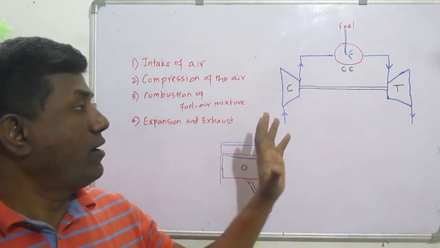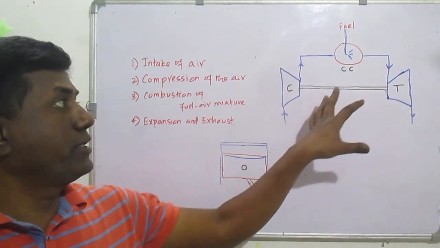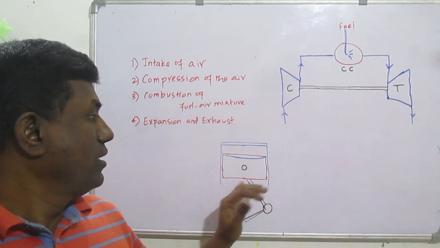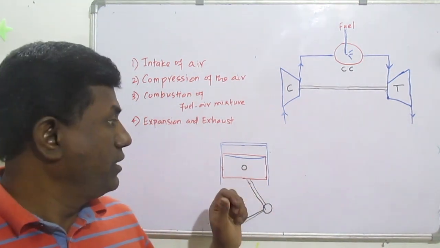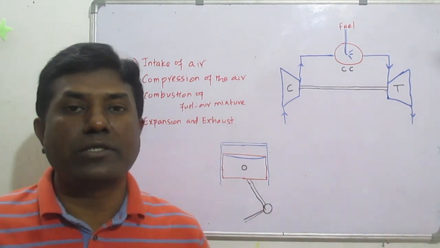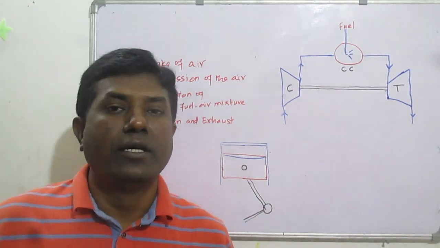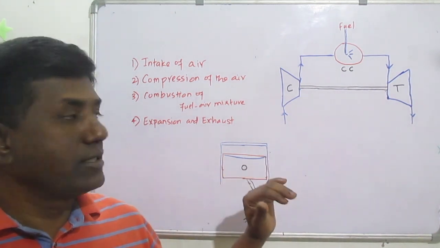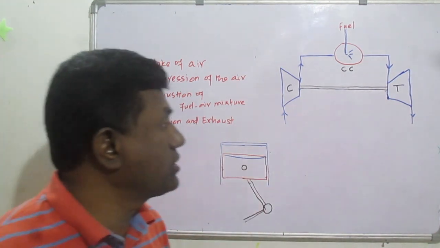And how the processes take place simultaneously in a gas turbine engine, whereas in the IC engine, that means internal combustion engine, the processes happen at different timings. So let us discuss these aspects in this class.